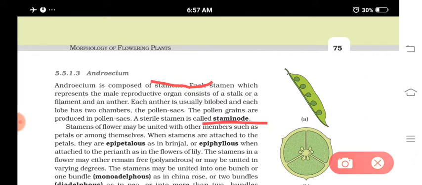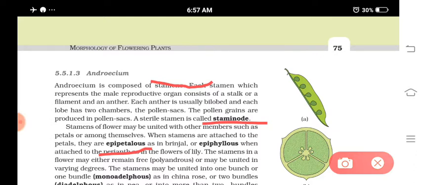If they are attached to the petals, they will be emerging from the thalamus, but as they come out, they will be attached to the what? The petals. If they are attached to the petals, then we call it what? Epipetalous. Epipetalous. And if they are attached to the perianth, perianth is what?